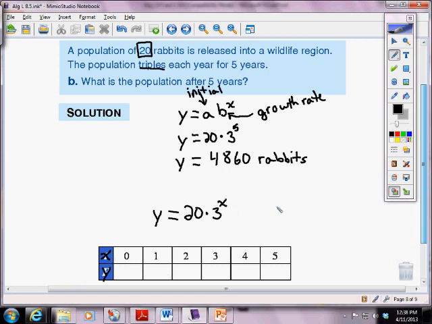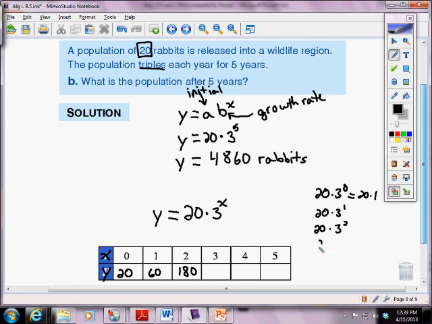So if we put a 0 in here for x, so if I go 20 times 3 raised to the 0, remember, anything raised to the 0 power is 1. So 20 times 1 equals 20. If I substitute a 1 in for x, I go 20 times 3 raised to the 1st. So 3 to the 1st is 3. Times 20 is going to be 60. And then you can just keep doing this. 20 times 3 to the 2nd is going to be 180. Remember, exponential growth, it tells us we're tripling it each time. Tripling 20 get 60. Tripling 60 get 180.